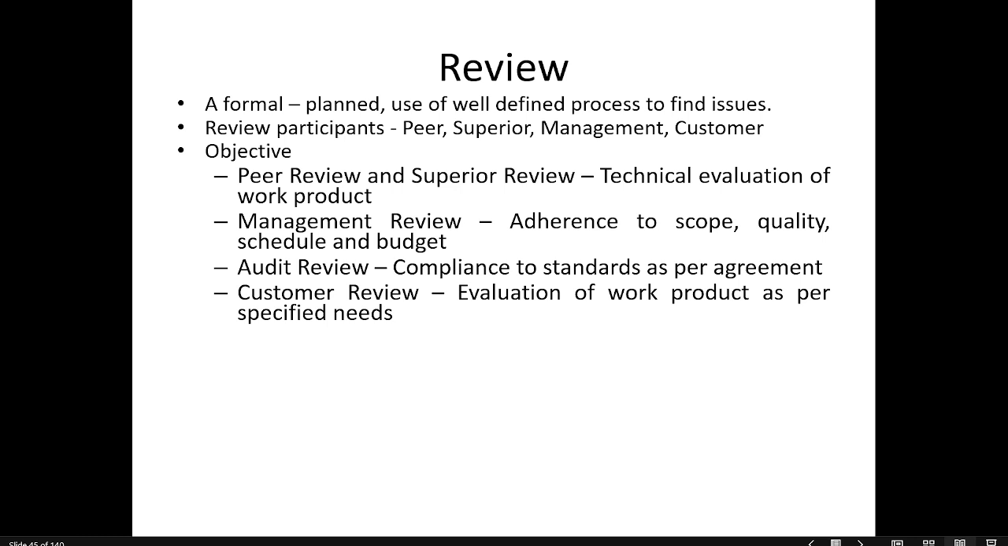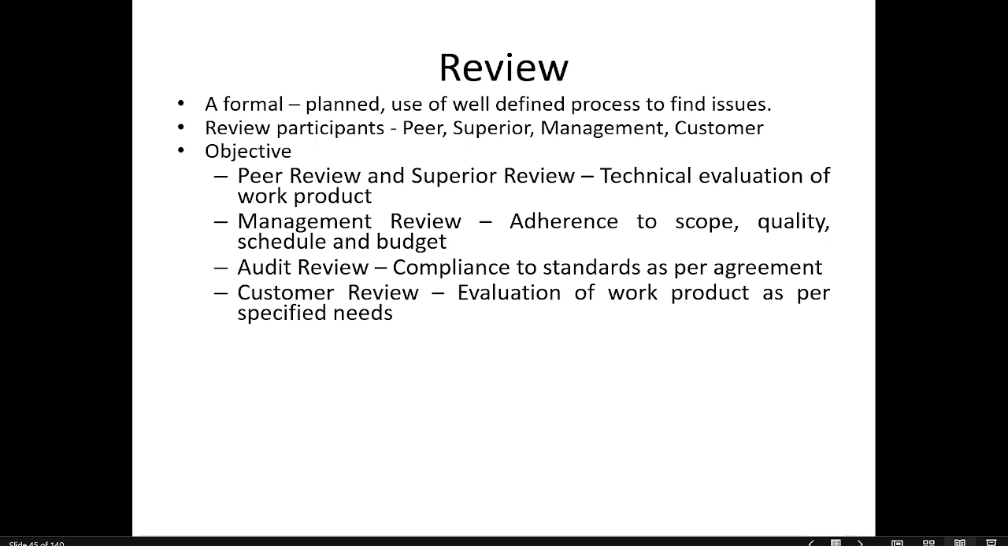Last, customer review, evaluation of work product as per specified needs. Now here this word is getting introduced, needs. I'll take a moment to explain the difference between a requirement and a need. The requirements may be vague, the requirements may be huge, the requirements may be large, but as an organization or a project team, we need to understand what exactly the customer needs, and when it is escalated in the right way or in a positive way to the customers, those will get reflected in the SOW or in the requirements, and the development team or the project team will start working on that.